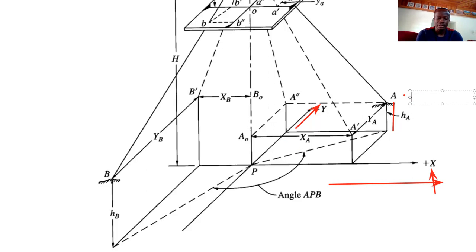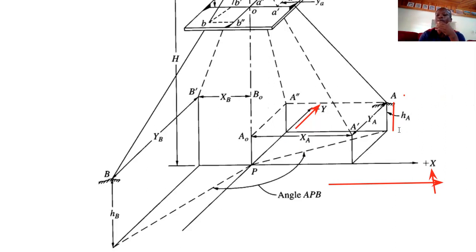The coordinate of point A is capital XA, capital YA, and then ZA. Of course, this annotation tool cannot write subscript A. It's supposed to be subscript capital A. Now, what is this XA on the ground?